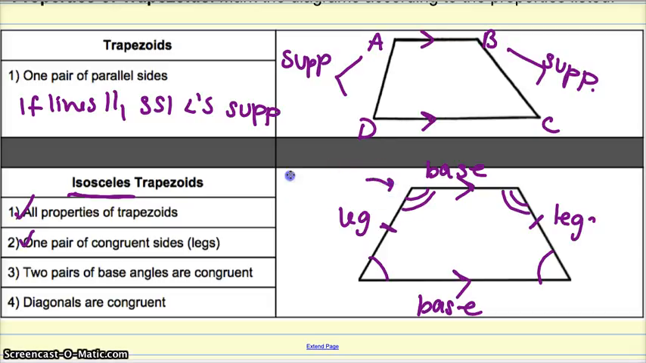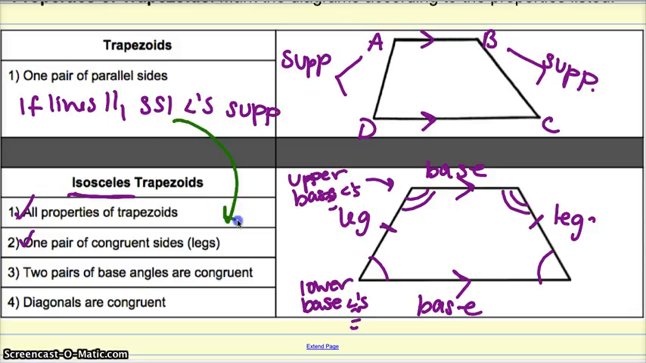So we have upper base angles, as they are on the upper base, congruent. Oh, that got kind of squished. And we have lower base angles congruent. We still have the idea of if lines parallel, then same side interior angles are supplementary.